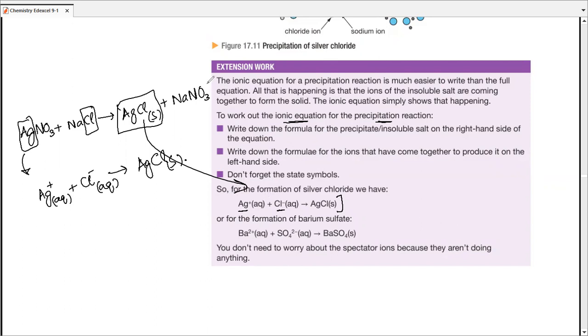What I'm trying to explain is that you do not need to consider spectator ions in the equation, either on the left or on the right. Just combine these ions, form this structure. How would you know their charges? You can depict any one of their charges. Since this one is negative, of course, this is going to be positive to balance out the whole thing. So yeah, Ag positive, Cl negative.